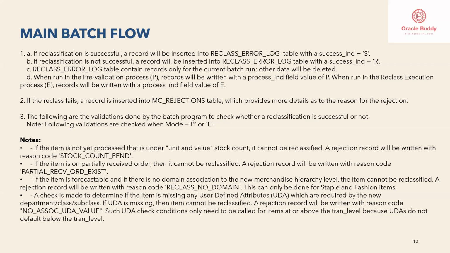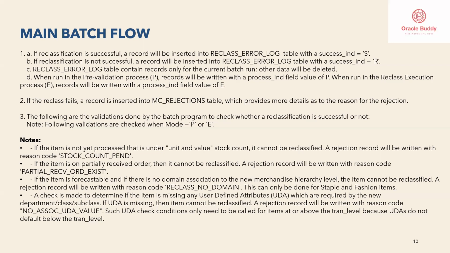When run in the pre-validation process, the record will be written with the process indicator field as P. When run in the reclass execution process E, records will be written with the process indicator field value of E. If reclass fails, a record is inserted into the MC rejection table, which provides more detail on the reason for the rejection. The following are the validations done by the batch program to check whether a reclassification is successful or not.